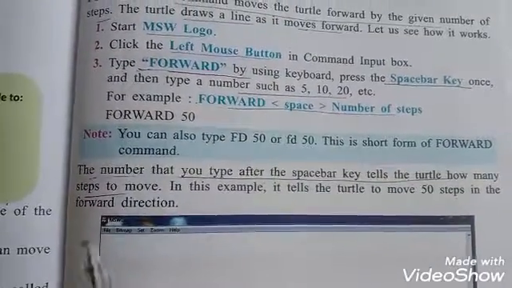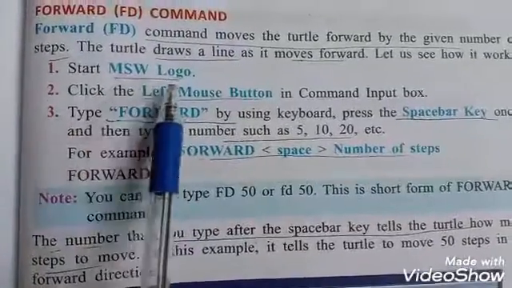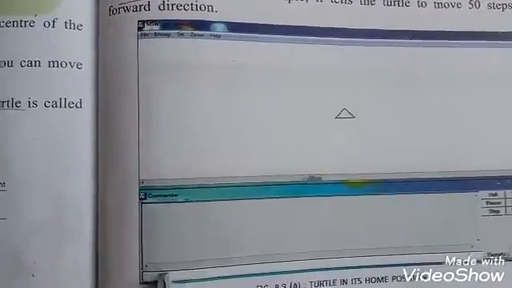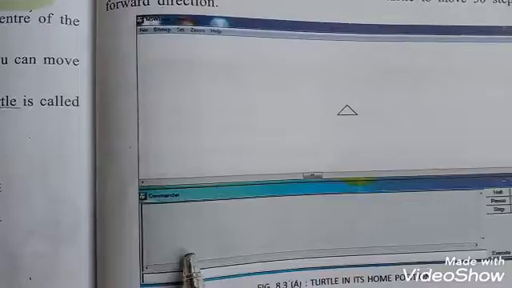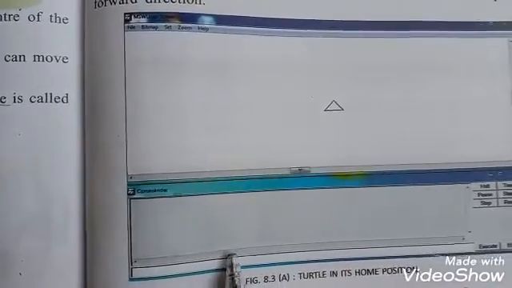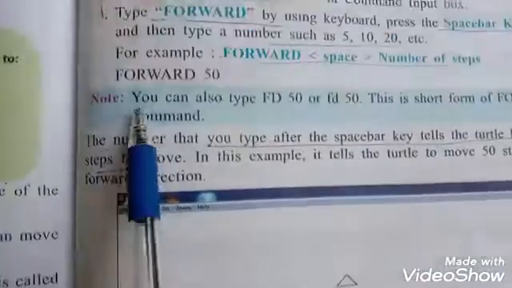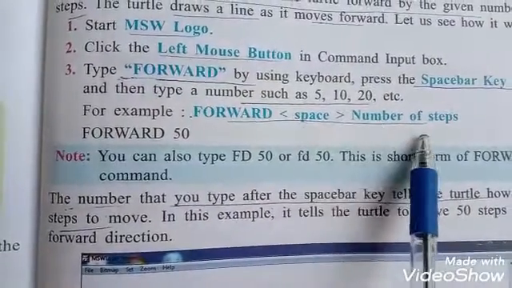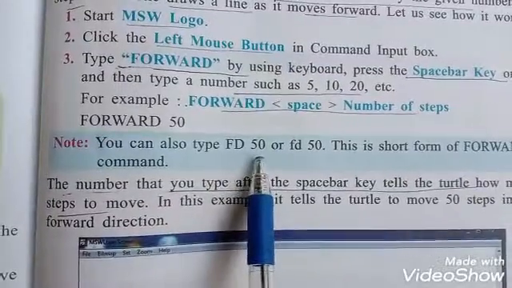To use the forward command, follow the given steps. First step is start MSW Logo. Click the left mouse button in the commander input box. Type forward by using the keyboard, press the space key once and then type a number such as 5, 10 and 20. For example, forward space number of steps. This is also an example of the forward command.